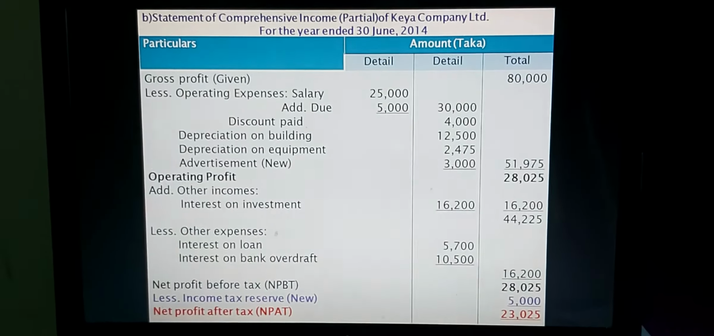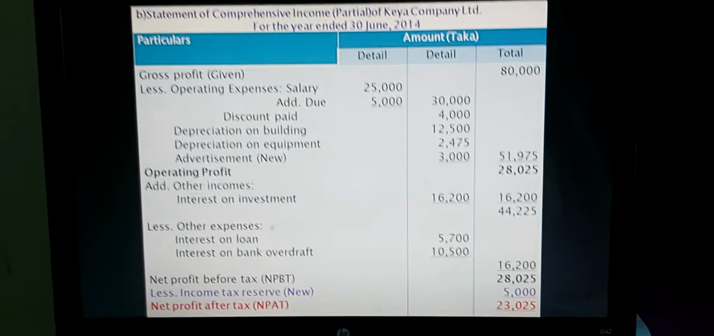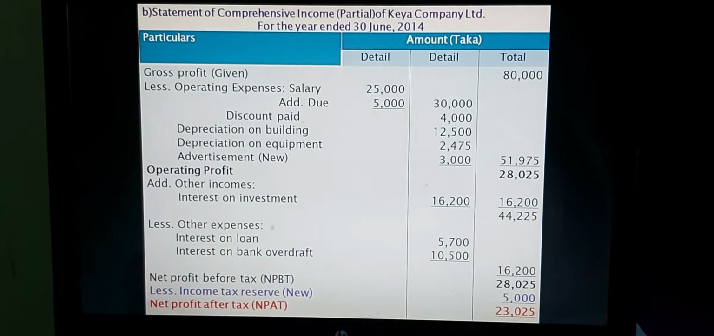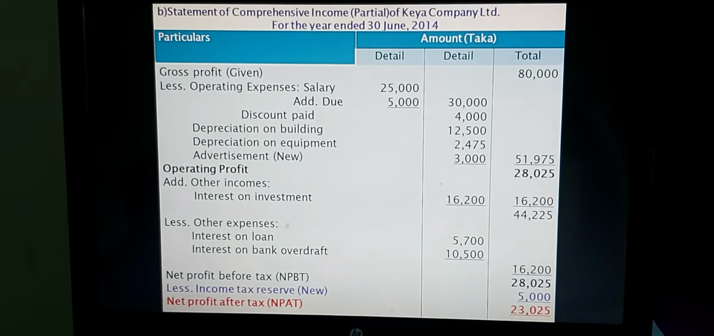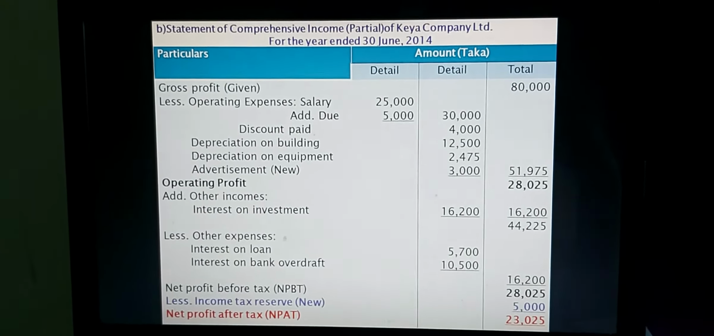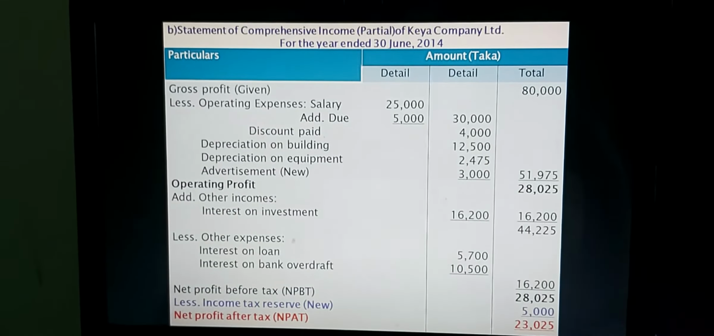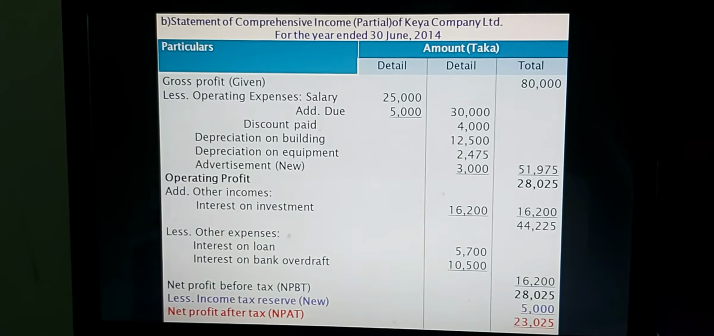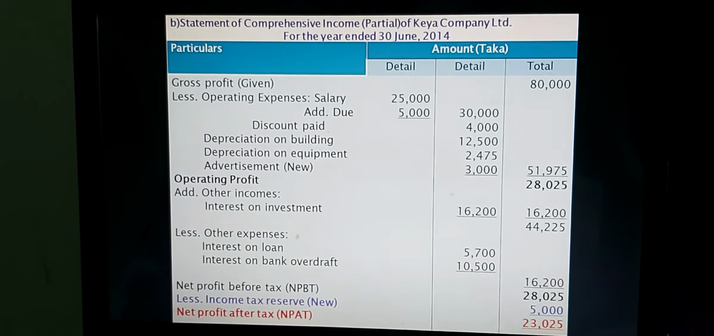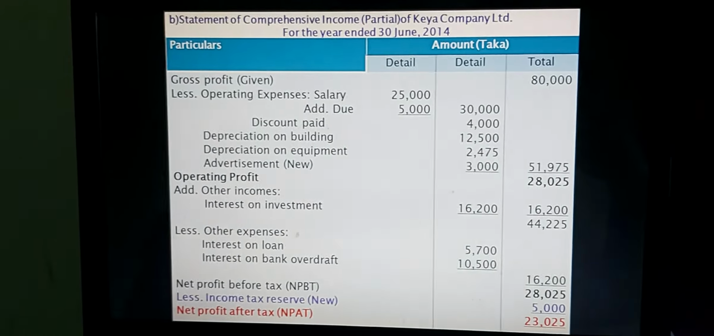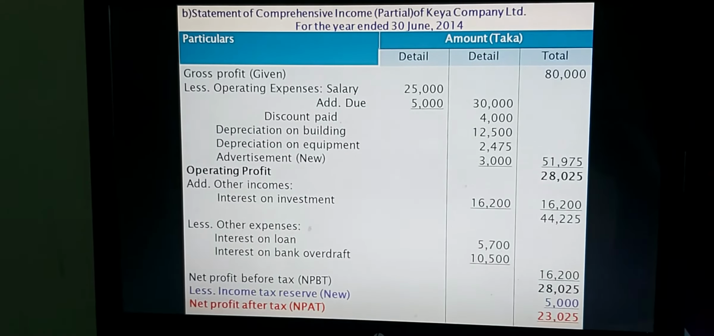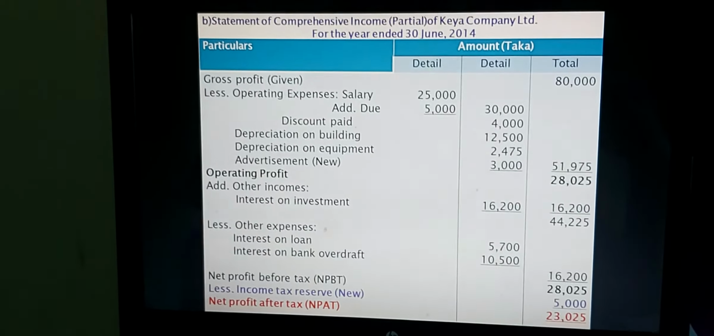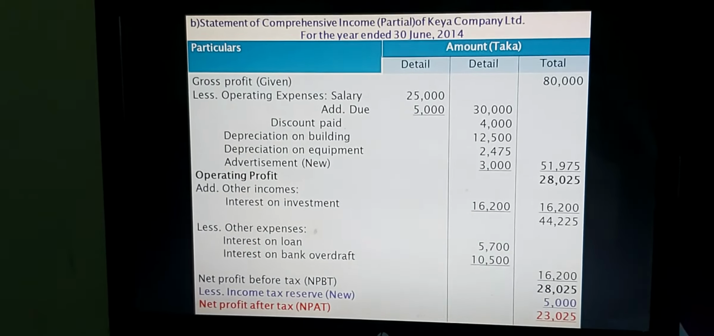Another one, less other expenses. Two other expenses are available in this question. First one, loan interest. Another one, bank overdraft. Two items are available in adjustment. Loan totally 57,000 would be charged 10%. So interest on loan 5,700 and interest on bank overdraft 10,500 from adjustment. Total amount of taka for other expenses 16,200. Now you can deduct this amount from 44,225. Now you can get net profit before tax.